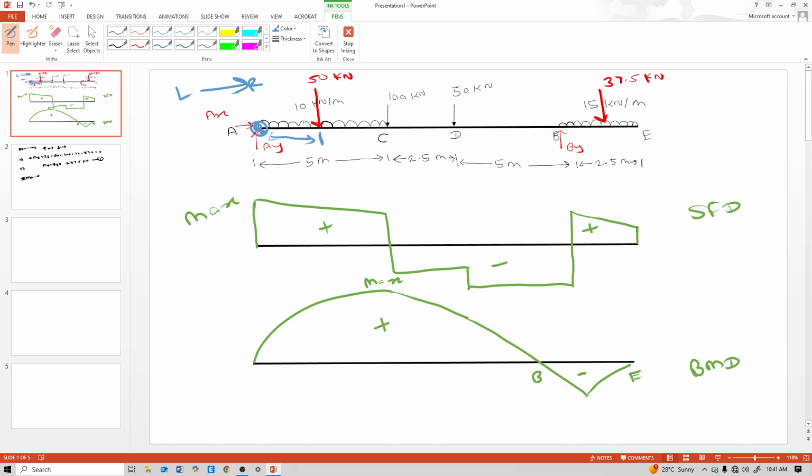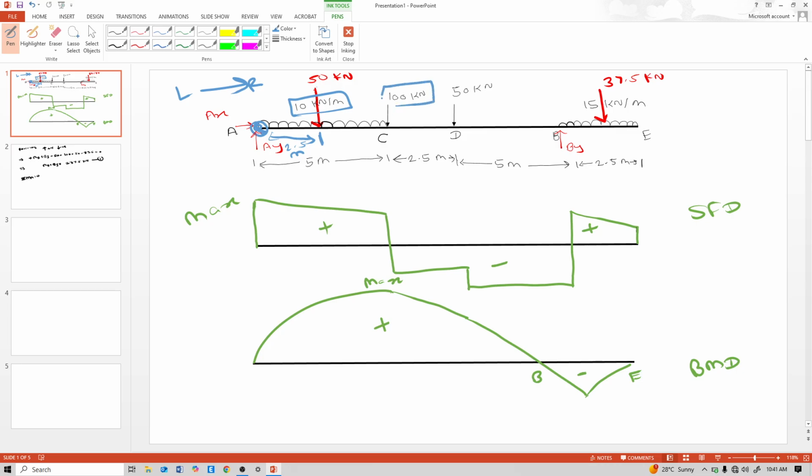because see, this 10 kilonewton per meter load is a uniformly distributed load that acts on this AC portion, and we had converted this 10 kilonewton per meter load into a point load. For that we multiply this UDL and this 5 meter distance, and this acts at the center of this beam. So the center of this beam is 2.5 meter from point A. So 50 into 2.5, positive because of clockwise.